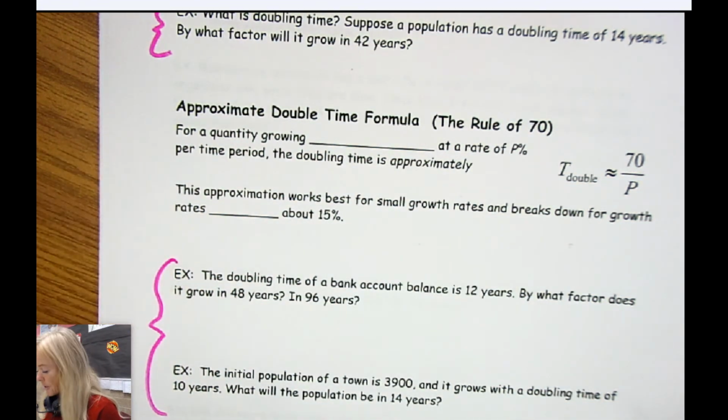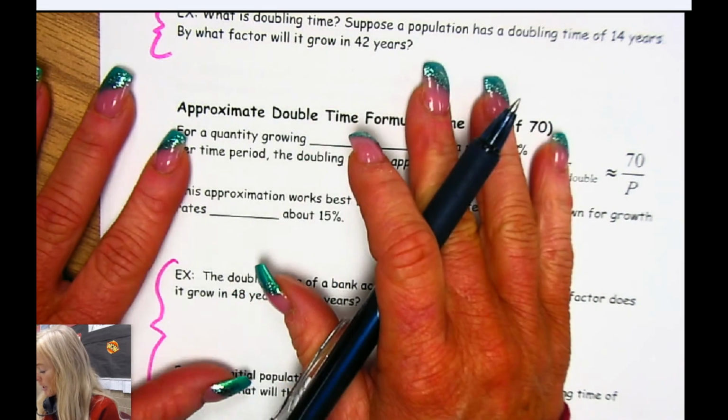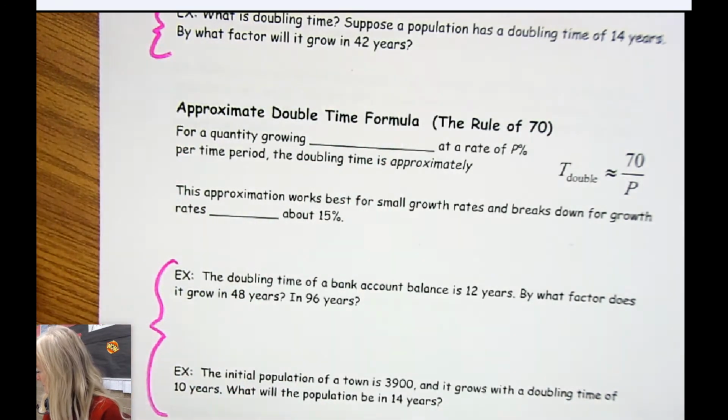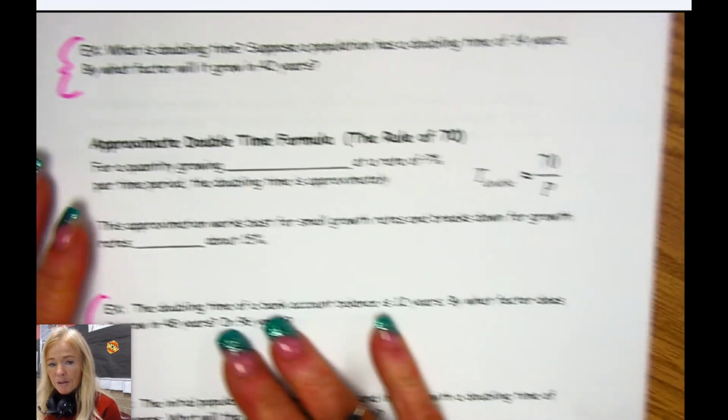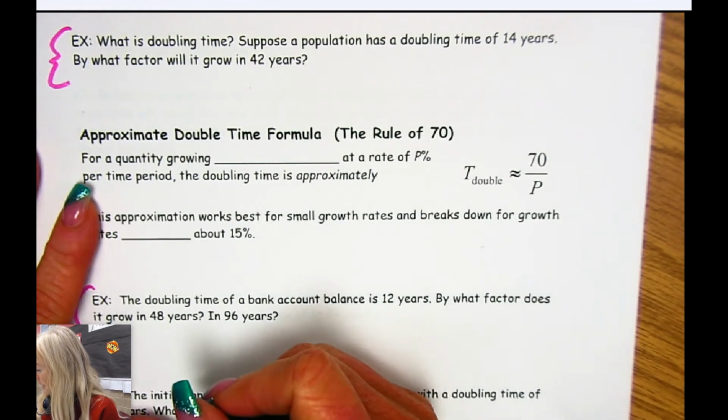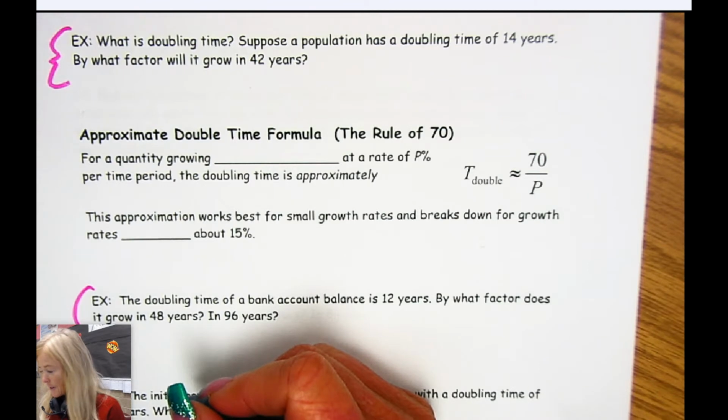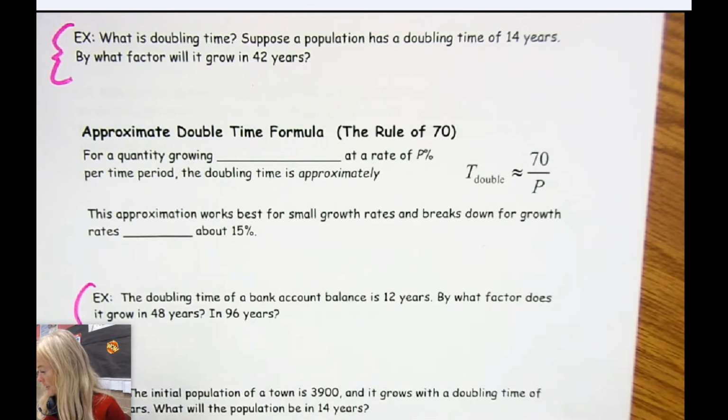This is something like you might get in your homework. What is doubling time? Suppose a population has a doubling time of 14 years. By what factor will it grow in 42 years? So doubling time, of course, is the time required for each doubling in exponential growth to occur.